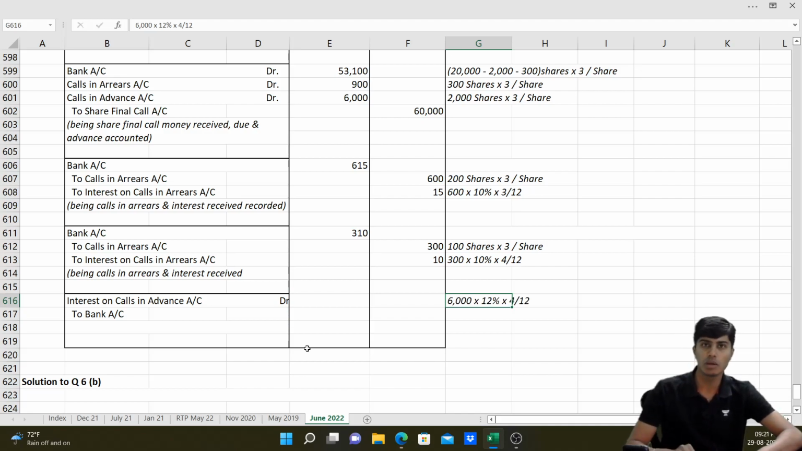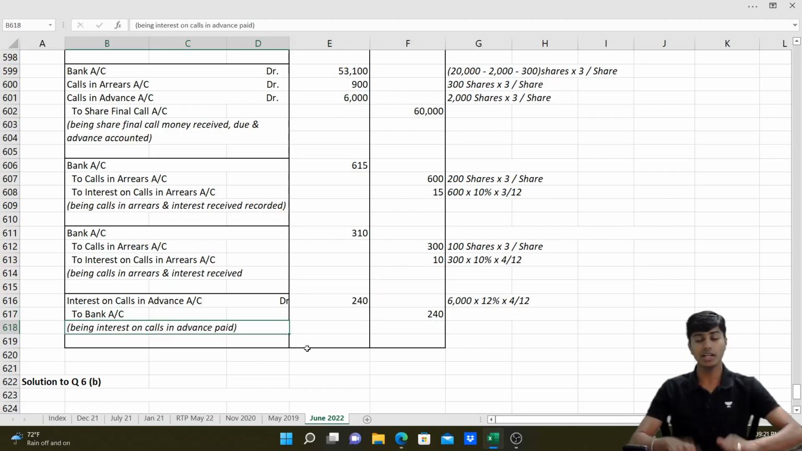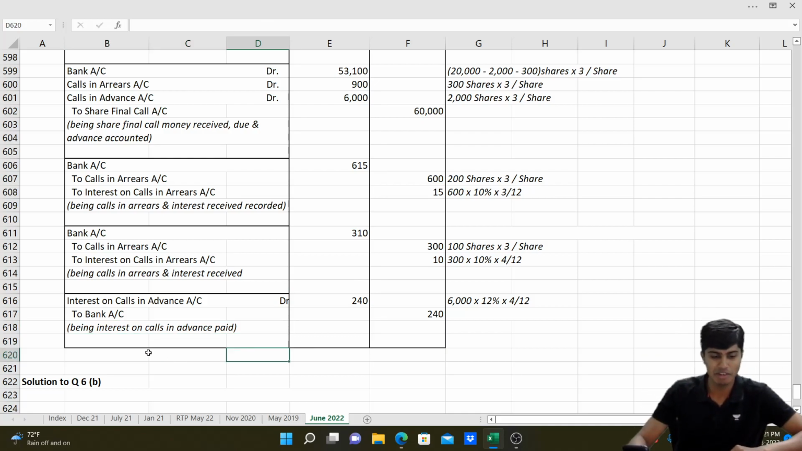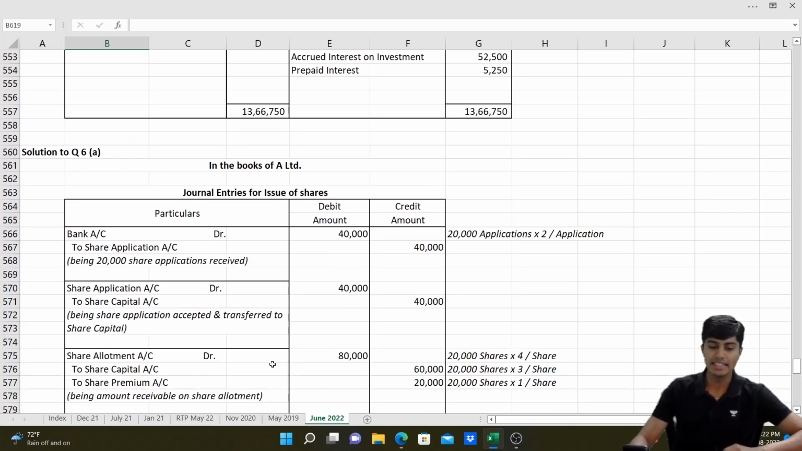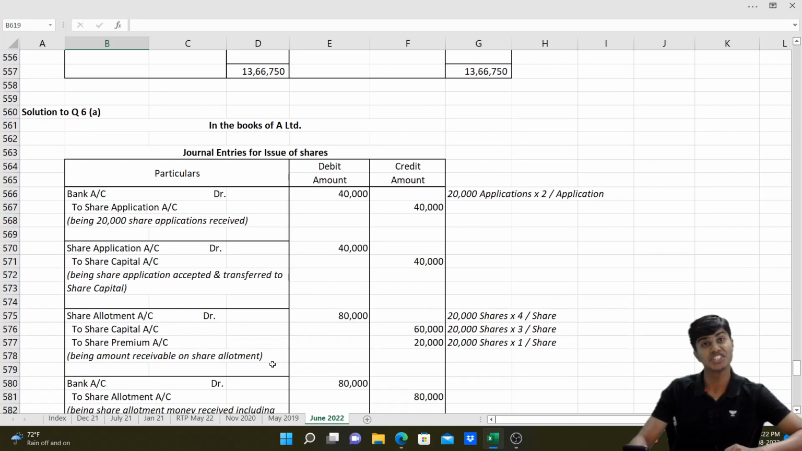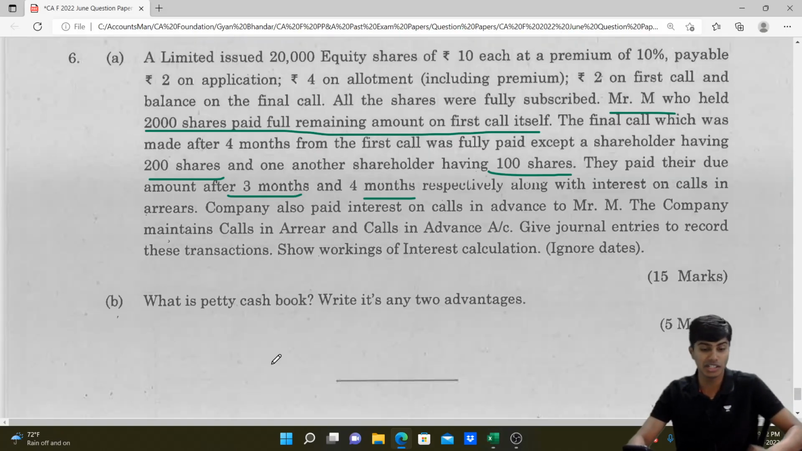I'll do 6,000 into 12% into 4 by 12. That is 240, 240. I'll write here being interest on calls in advance paid. Got that, guys? So 240, 240, that, my friends, is the accounting entry. I hope you all understood this part, and this is solution to question number 6a. We are now left with only one teeny tiny question.